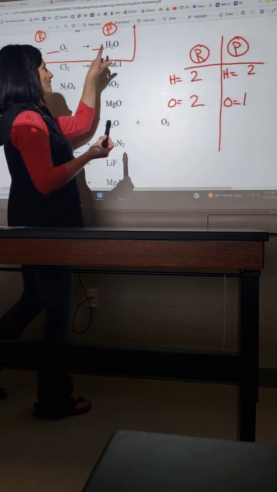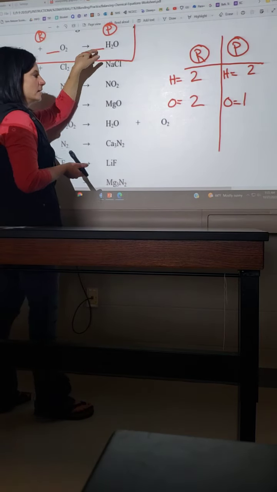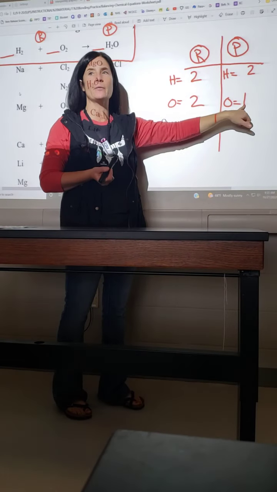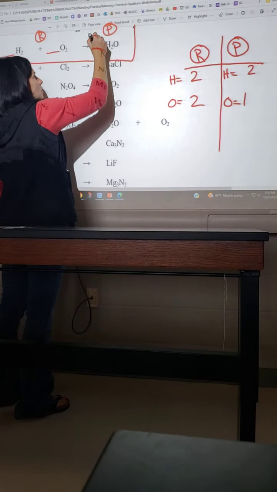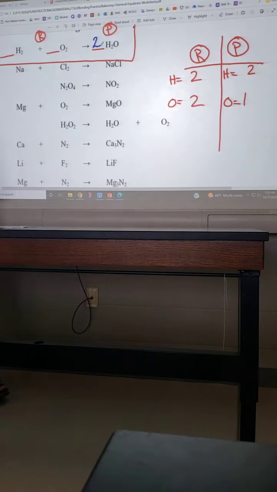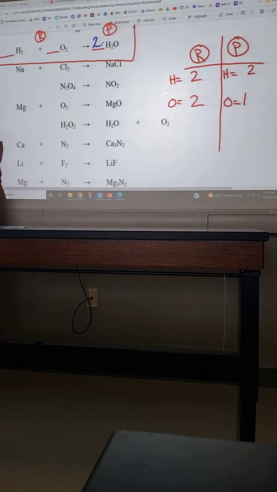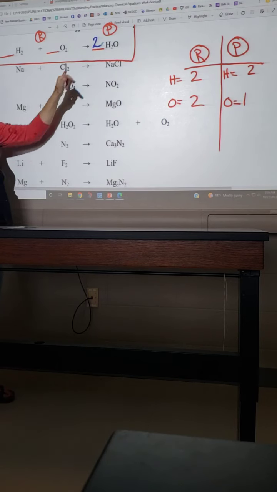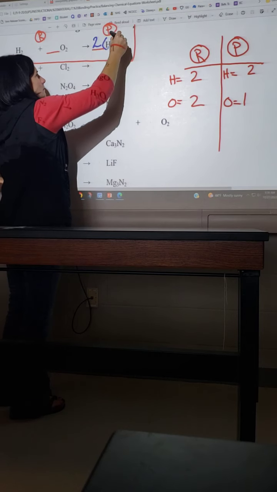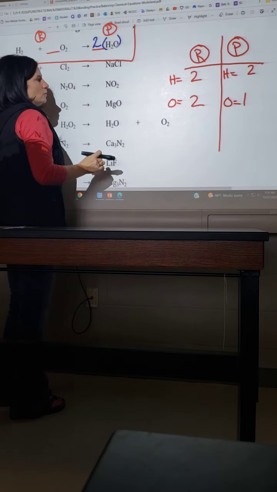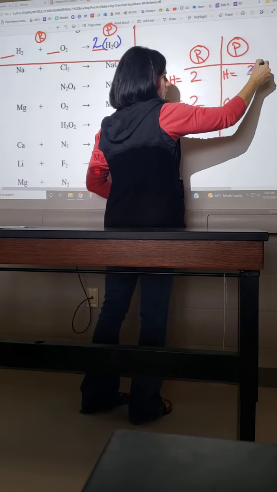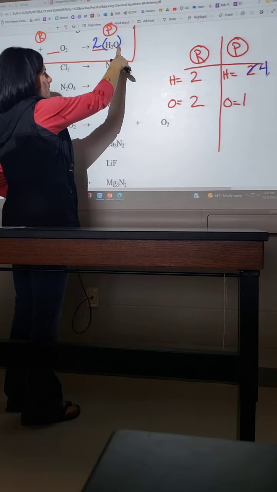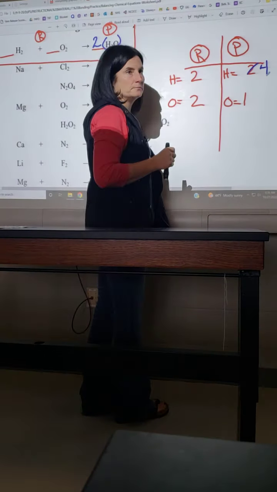Okay, so that tells me I'm going to have to build up my product side. So Ethan, what can I multiply by 1 to get a 2? Okay, so that tells me I need to put a coefficient of 2 here. So you need to write that in on your equation. Now I need to update my chart. All right, so I have to distribute this, right? So 2 times 2 changes my hydrogens to what? Good, 4. And then 2 times my 1 changes my oxygens to what?